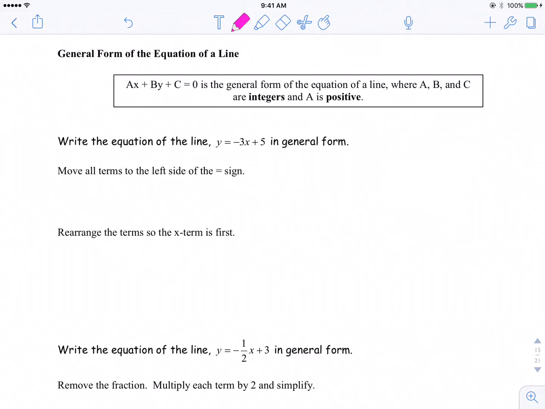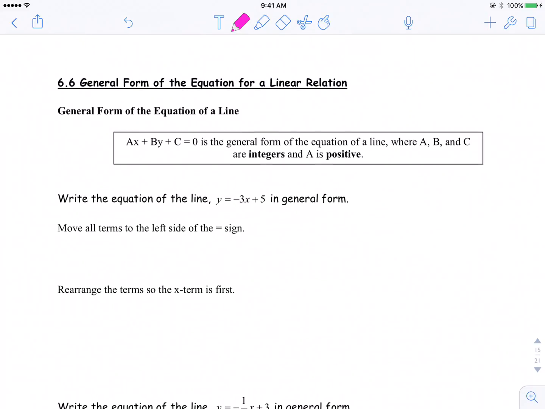So section 6.6, general form of the equation for a linear relation. The general form, as noted, is right here. ax plus by plus c is equal to 0 is the general form of the equation of a line where a, b, and c are integers and a is positive. Now, integers means no decimals, no fractions, okay? As well as a has to be positive.